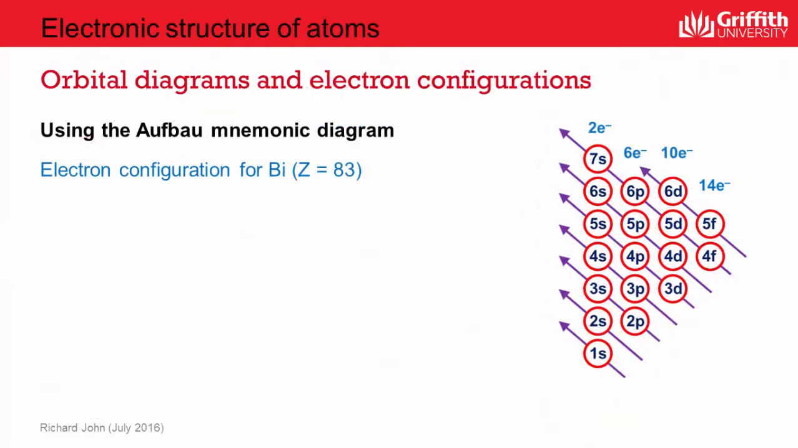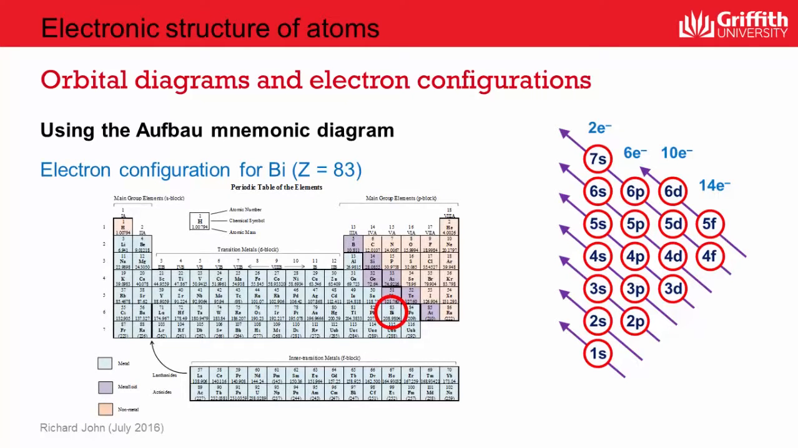So let's use the Aufbau mnemonic diagram to generate the electron configuration for bismuth, which has an atomic number of 83 and therefore contains 83 electrons in the neutral atom. Now bismuth is located on the 6th period in group 15 or group 5A of the periodic table. And basically, if we're able to generate the electron configuration for bismuth using this approach, we'll be able to generate the electron configuration for any element.